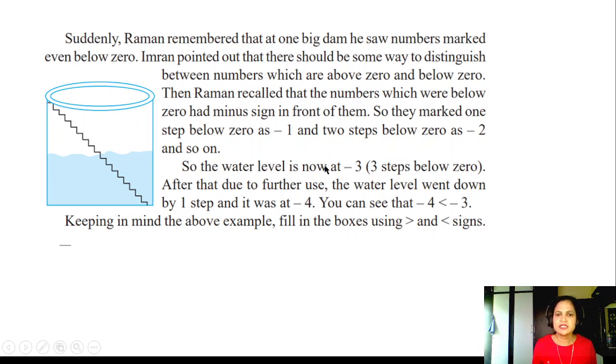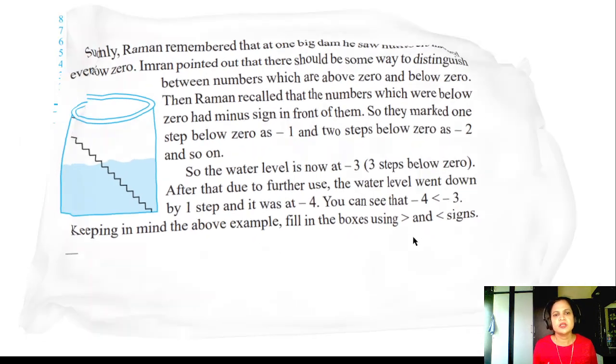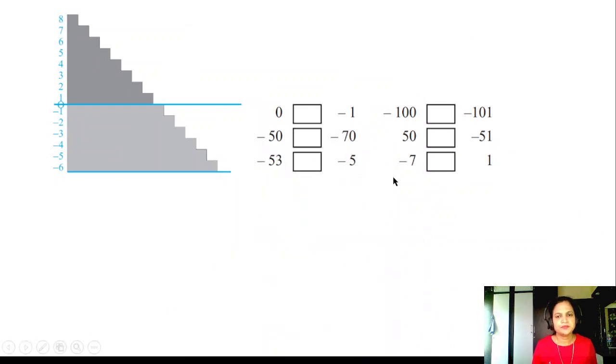So the water level is now at minus 3, three steps below the 0. After that, due to further use, the water level went down by one step. It is minus 4. You can see minus 4 is less than minus 3. Keeping in mind the above example, fill in the boxes with less than or greater than.